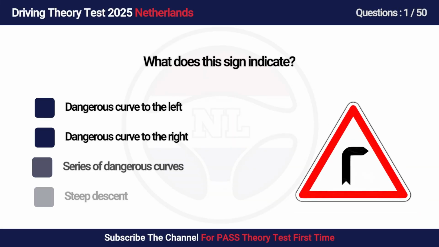Question 1. What does this sign indicate? A. Dangerous curve to the left. B. Dangerous curve to the right. C. Series of dangerous curves. D. Steep descent.